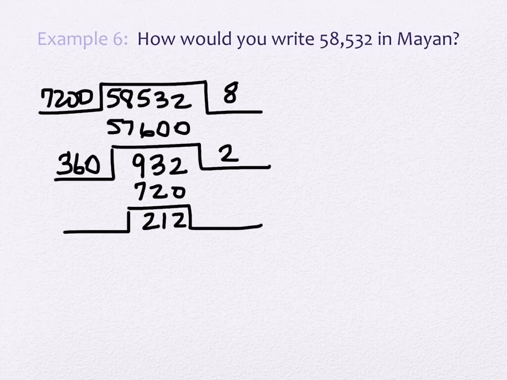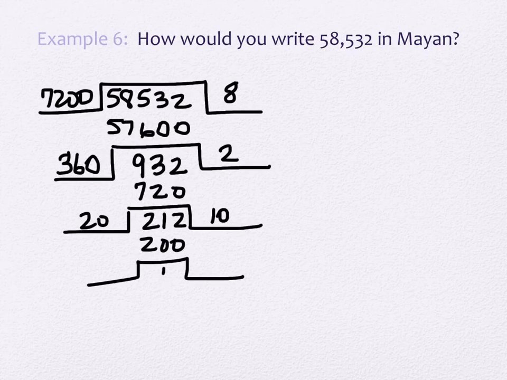What's the next place value down from 360? 20. How many times will 20 go into 212? 10. 20 times 10 is 200. Definitely don't need a calculator. Subtract and we get 12. Again, a no calculator step. If we divide by 1, we're going to get 12. And then minus my 12 and I end up with 0.